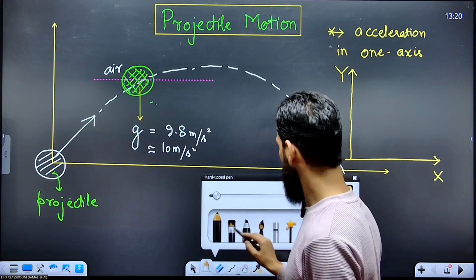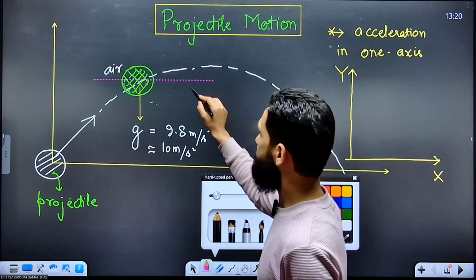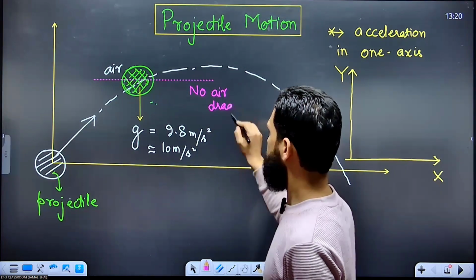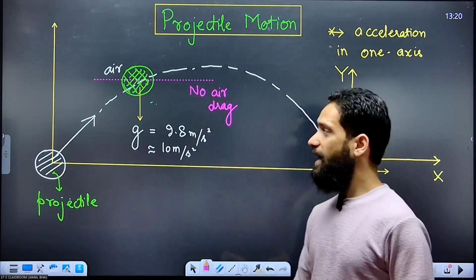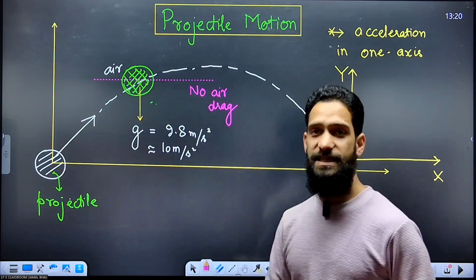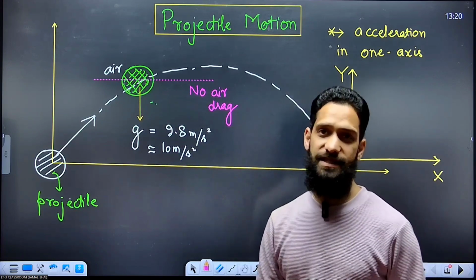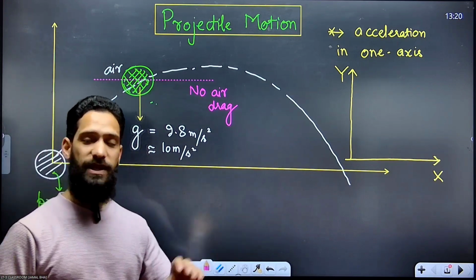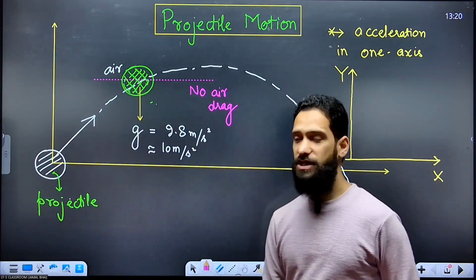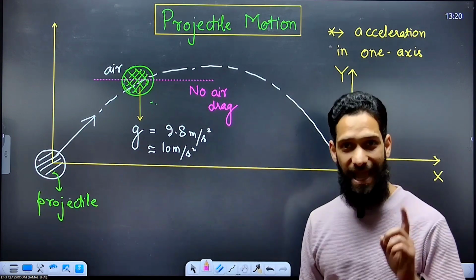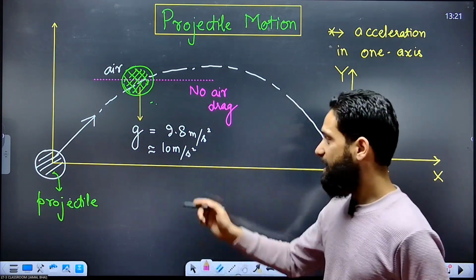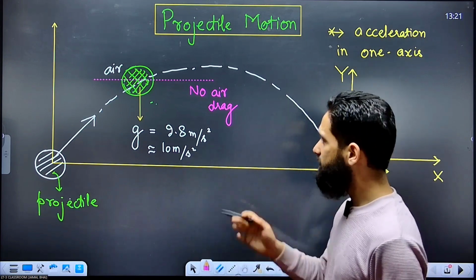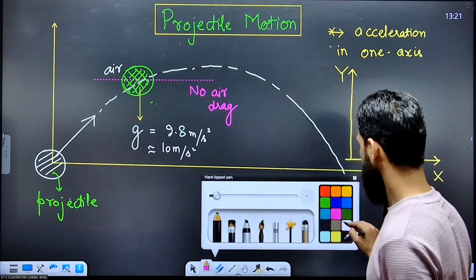So we here take one more condition, that air drag is absent. There is no air drag. When there is no air drag, that means the acceleration in the x-axis is zero. There is no acceleration in the x-axis. So we can assume that in the x-axis, the body is moving with uniform motion, and in the y-axis, the body has an acceleration. The body has the acceleration due to gravity. It is acted upon by a force, that is the force of gravity here. So we say in the x-axis, there is no acceleration.